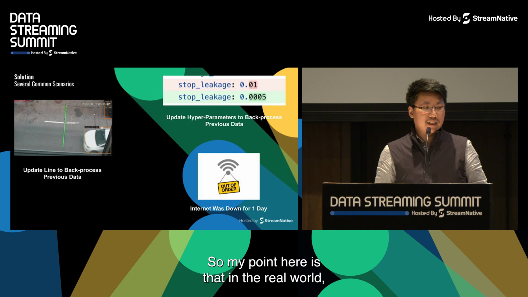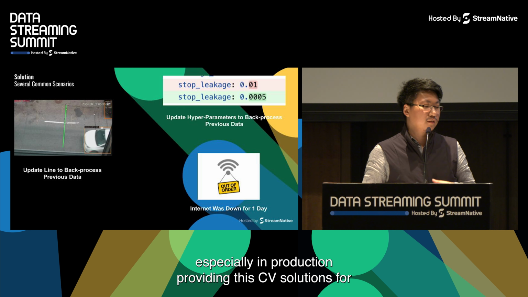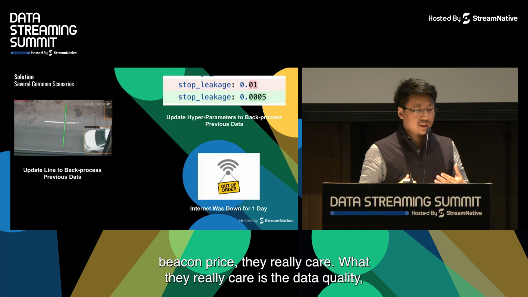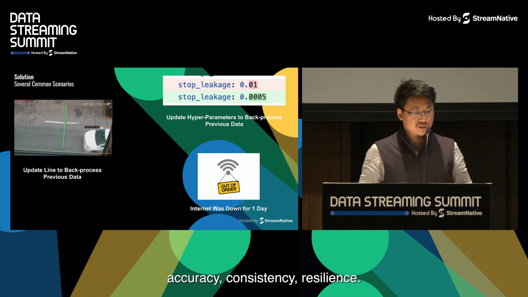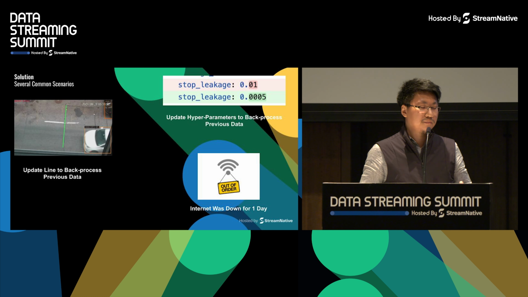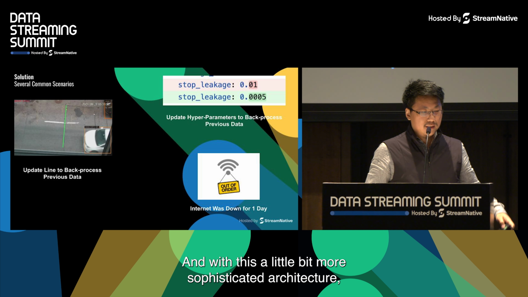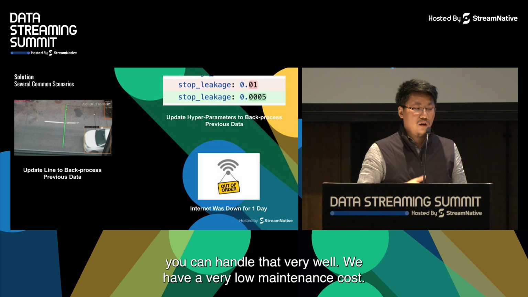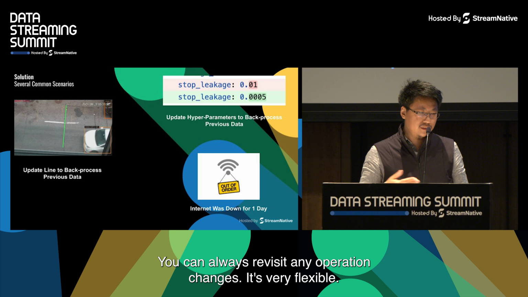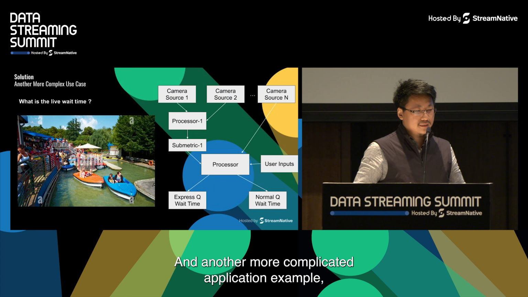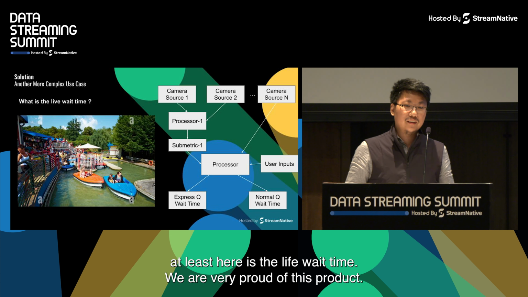So my point here is that in the real world, especially in production, providing these CV solutions for big enterprise, what they really care about is the data quality, accuracy, consistency, resilience. And with this a little bit more sophisticated architecture, you can handle that very well. You have a very low maintenance cost. You can always revisit any operation changes. It's very flexible.